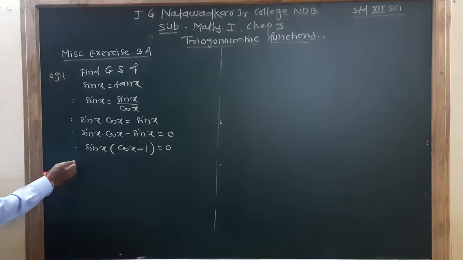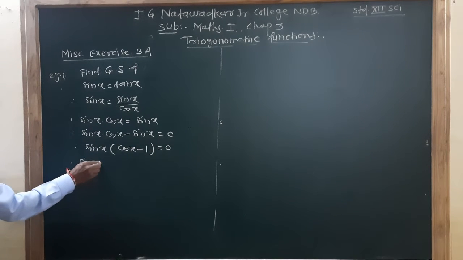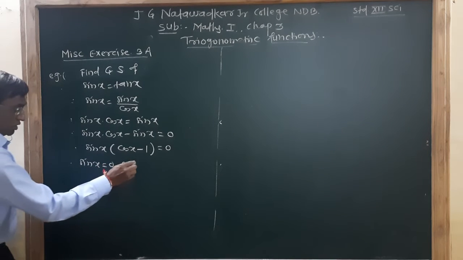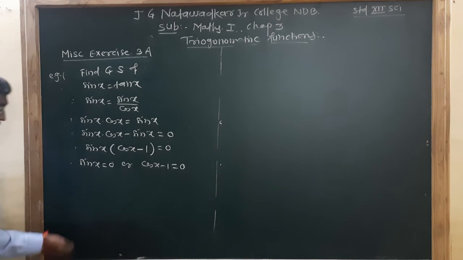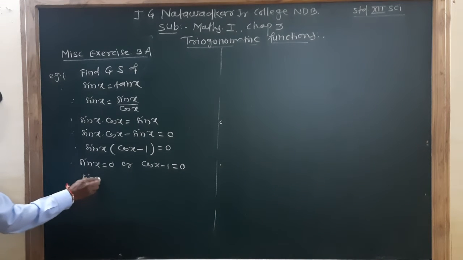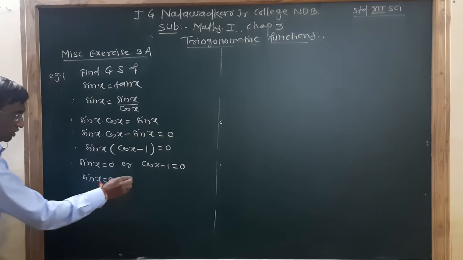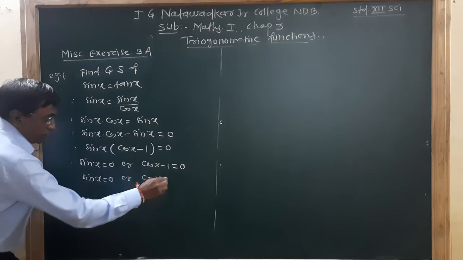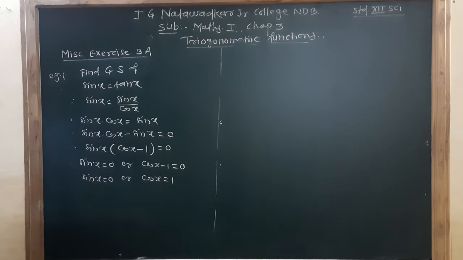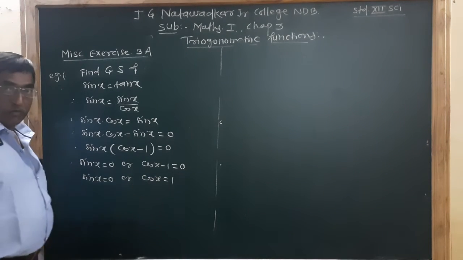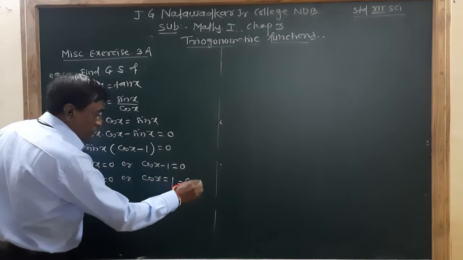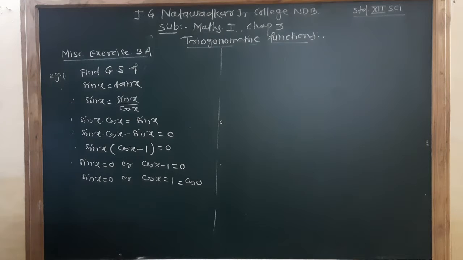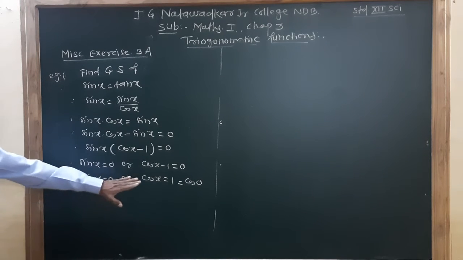Therefore the value of the first term, sin x, is equal to 0, or the value of the bracket, cos x minus 1, is equal to 0. So sin x is equal to 0 or cos x is equal to 1. Here 1 is the value of the cos ratio at which angle? At 0 degrees, so instead of 1 I will write cos 0. This cos 0 is equal to 1, and therefore both equations are in the standard form.